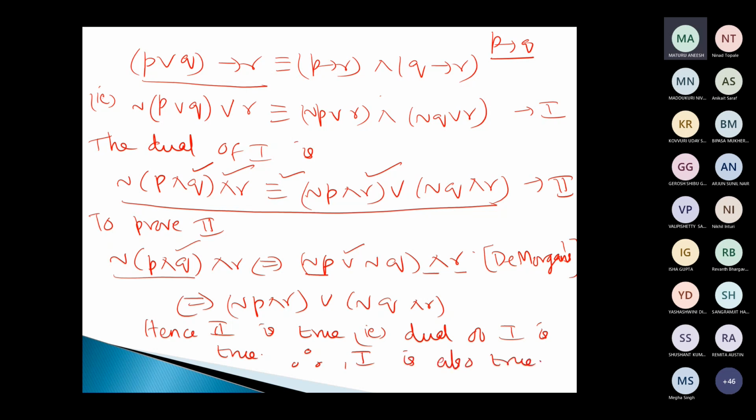Ma'am, what law did we use in the end? After De Morgan's? Distributive. Okay, ma'am. Slowly you can write, please. Write it.